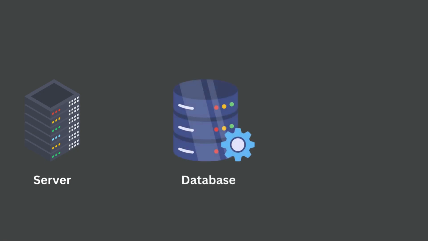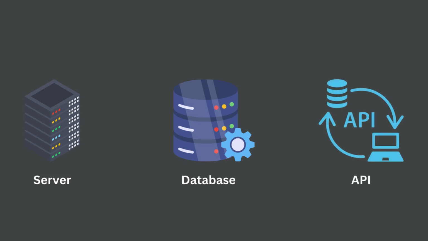2. Database. A database stores and manages the data used by a website or web application. Common databases include MySQL, PostgreSQL, MongoDB, and SQLite. Databases are crucial for storing user information, content, and other dynamic data. 3. API, Application Programming Interfaces. APIs allow different software systems to communicate with each other. In web development, APIs enable the front end to interact with the back end. They facilitate data exchange and functionality between the client and server.